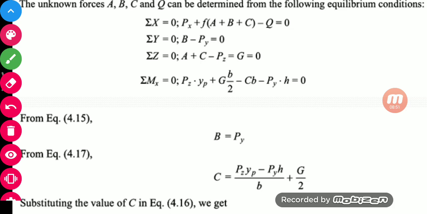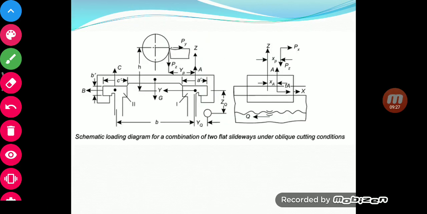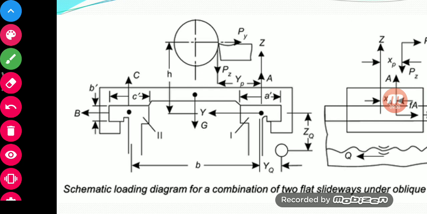And now lastly we would like to look at what is called the moment equation, and here we see sigma Mx. So we are taking the moments about the x axis. So you have the product Pz times yp, G times B by 2, C times B, and Py times H. Let us try to see where these terms are coming from, so we just go to the previous slide.